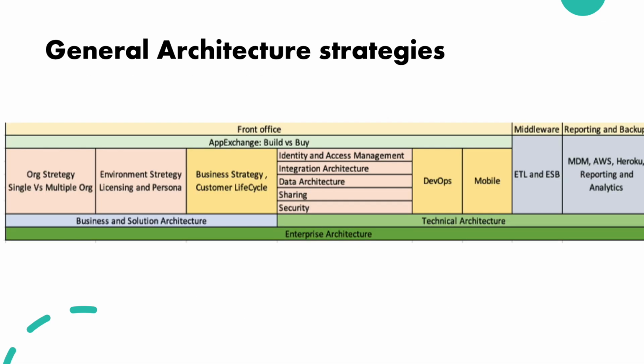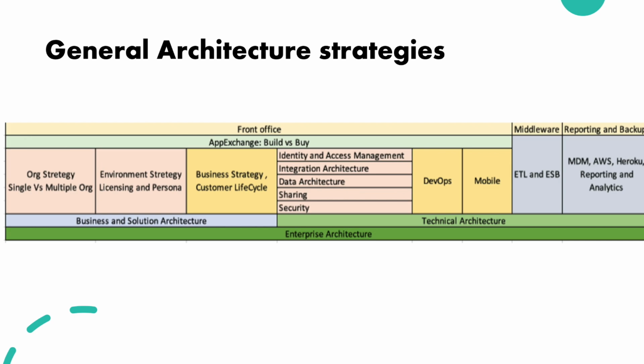Now, while designing, there are a few things which you should always consider in your mind. General architecture strategy: when you're designing, you should have a couple of things in mind. How the front end will look, how the middleware will be there, and how the reporting and back end will be there. While you're doing it, you should think about build versus buy, when you need to go with an AppExchange product or when you should build. It all depends on timing and the budget.